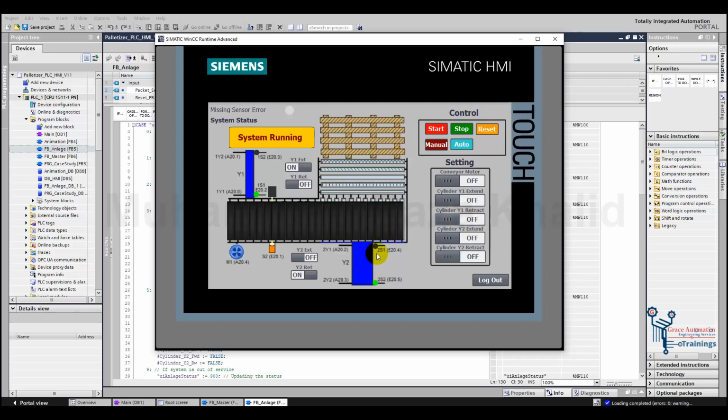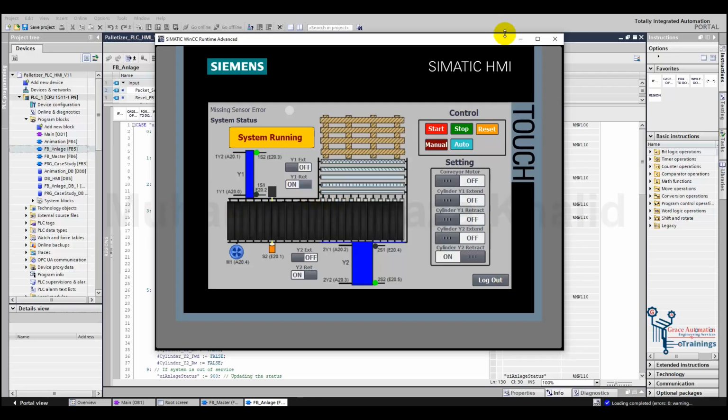So here we can also extend cylinder 2. Now let's change the position and retract the cylinder. So the cylinder is retracted. So in this way we have both the auto and manual control of the system.